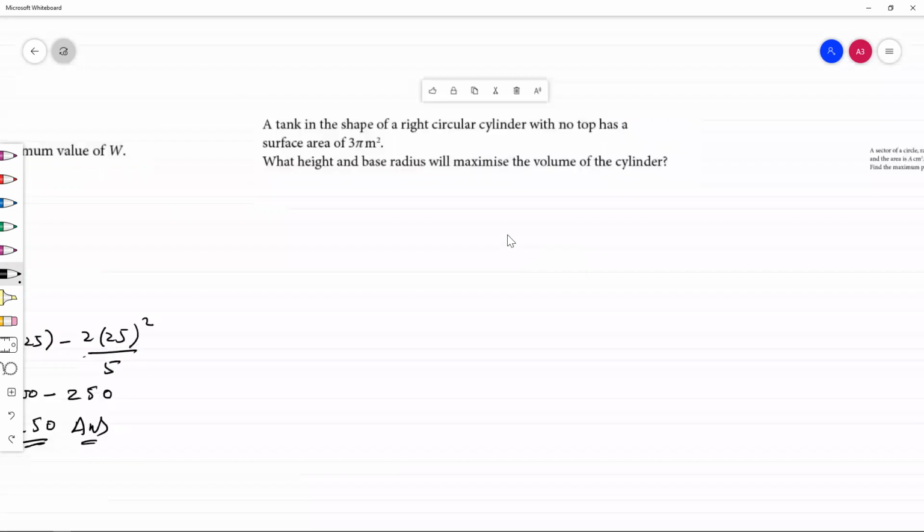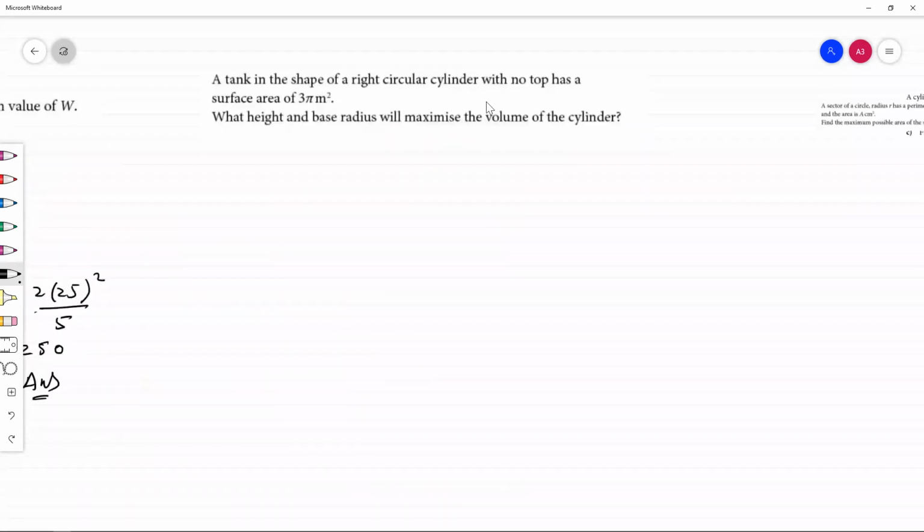A tank in the shape of a right circular cylinder with no top has a surface area of 3 pi. It means this is a tank, and the tank is open because there is no top. So the surface area means the curved surface area plus the base area, 3 pi meter square. What height and base radius will maximize the volume of the cylinder?